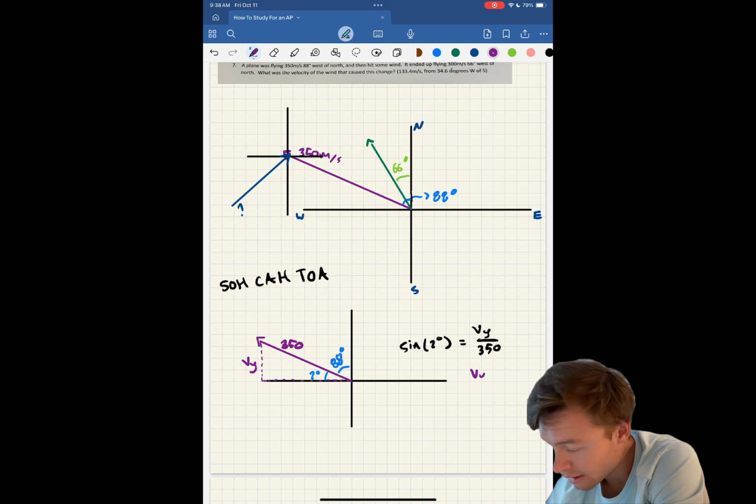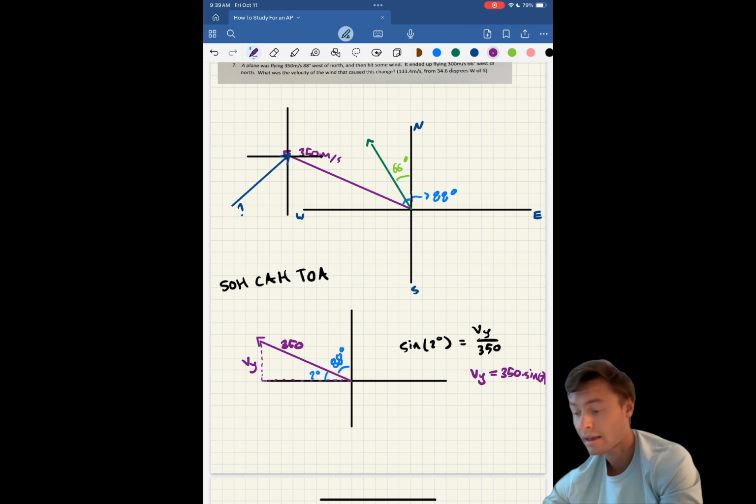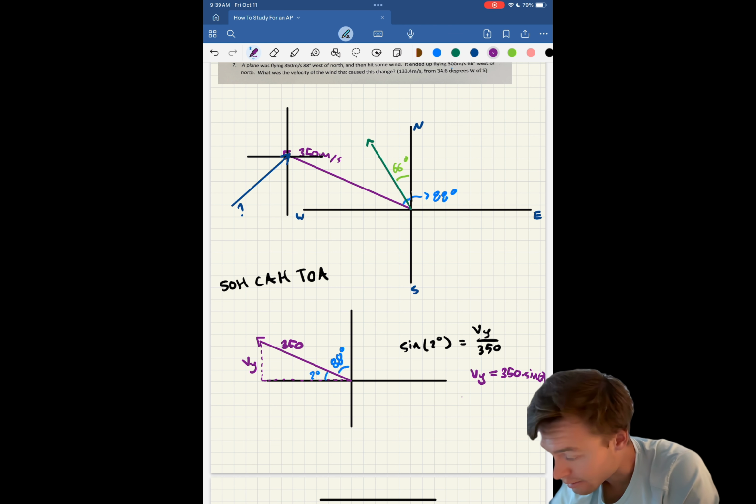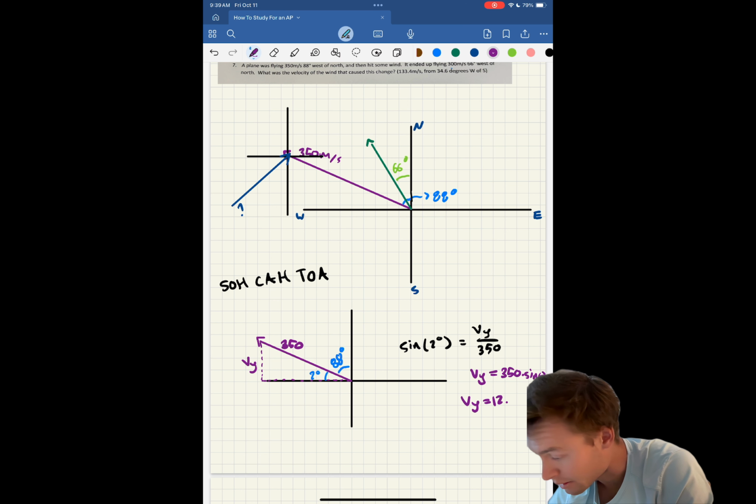So v sub y would be equal to 350 times the sine of 2. And if you use a calculator, which I'll do now, make sure you're in degrees on your calculator. You get that v sub y is equal to 12.2 meters per second.